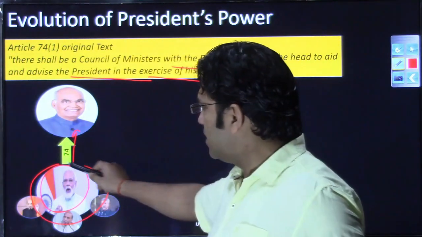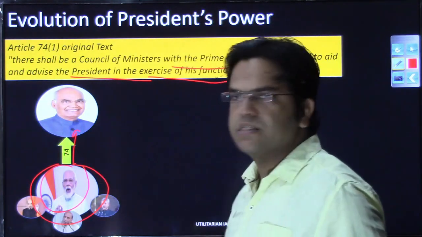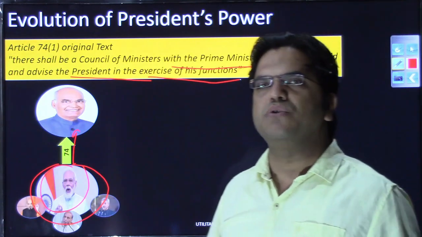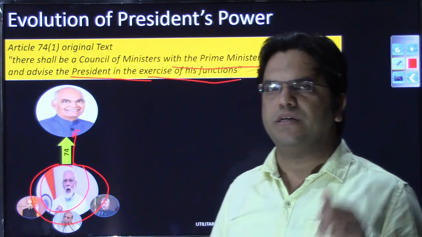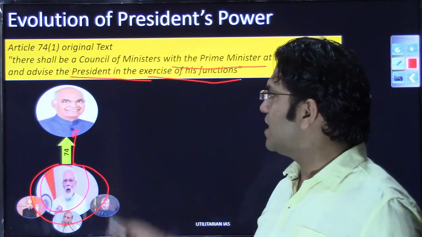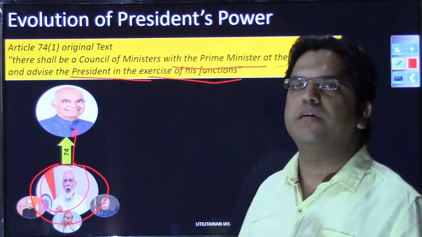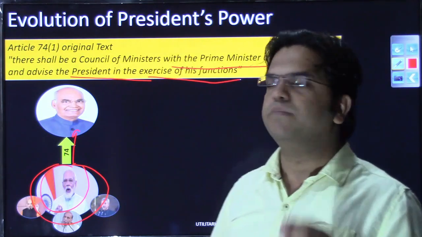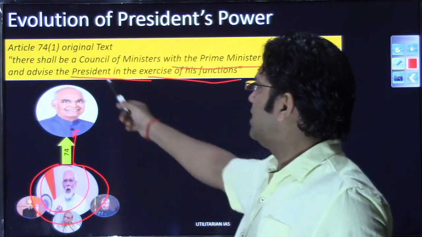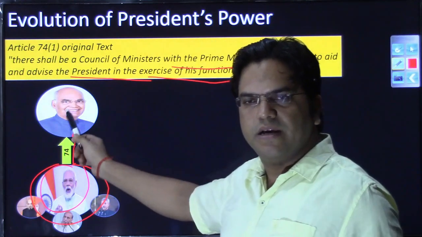Yes, the real power will lie with the prime minister or the council of minister, and he will be suggesting to the president, but ultimately the decision or the execution of those treaties lies in the president's name. We are aspiring to become all India services, so our employment letter will be signed by none other than this president as well. So all the important functions that the government of India does are done in his name, and that's why it is said that there shall be a council of minister, because everything is happening in his name.